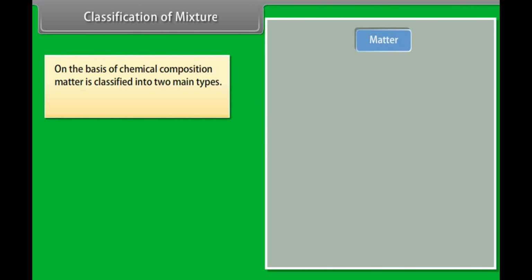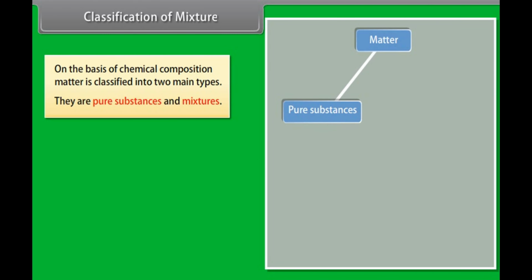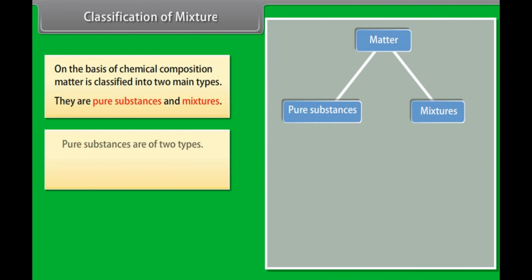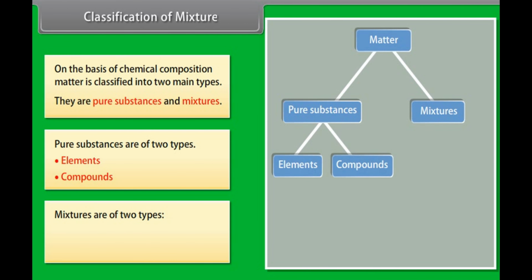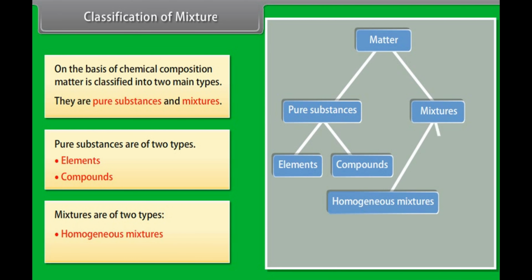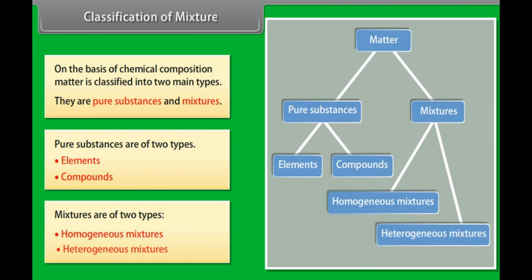Classification of mixture. On the basis of chemical composition, matter is classified into two main types. They are pure substances and mixtures. Pure substances are of two types. They are elements and compounds. Mixtures are of two types. They are homogeneous mixtures and heterogeneous mixtures. Pure substances and mixtures.